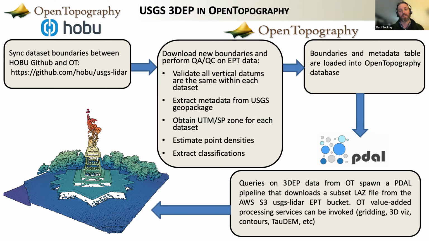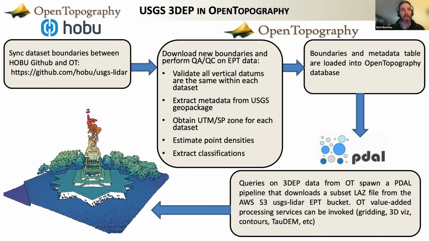So we do things like check for vertical datums. Are they all the same within that one data set? There are cases where they haven't been, thankfully not often, but it's kind of a critical thing to check. We also download the metadata information from the USGS geo packages. So that's kind of critical too, because for each data set, we create a data page, and we also always want to link back to the USGS URLs that contain the actual metadata for that data set so that the data provenance is preserved for each data set.